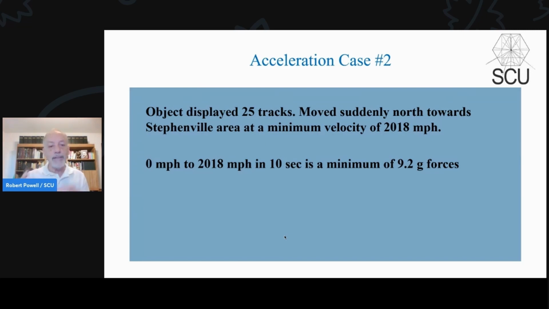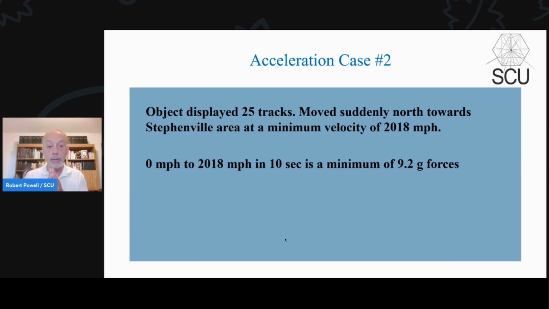To move that fast from 0 to 2018 in 10 seconds is a minimum of 9.2 g-forces. We have no craft that can linearly accelerate. We have accelerations that are due to tangential movement, right? Due to curvature, but not linear acceleration with an aircraft. And this was in the year 2008. That is a demonstration of linear acceleration from a craft that we cannot duplicate.